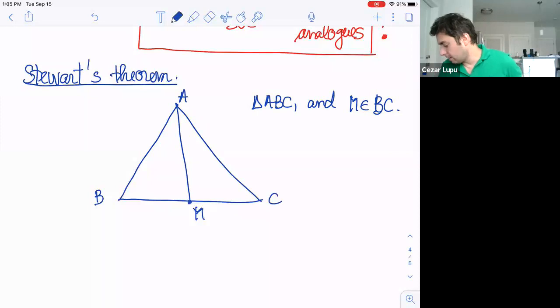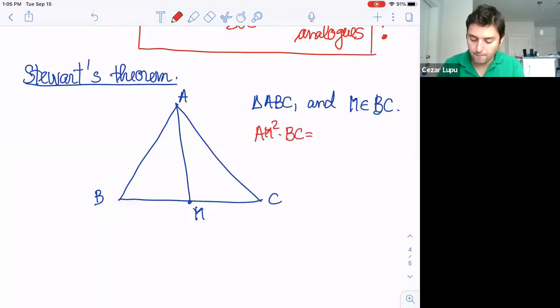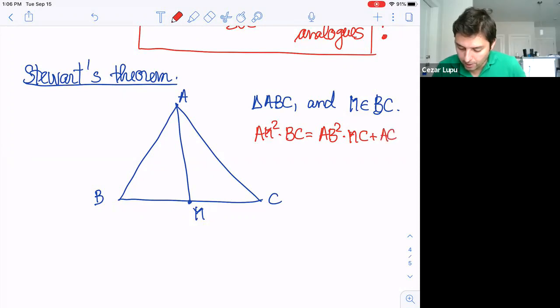Now I can compute the following. Then we have the following. Let me write it here. AM squared times BC is the same as AB squared times MC plus AC squared times BM minus BM times MC times BC. That's the Stewart relationship.